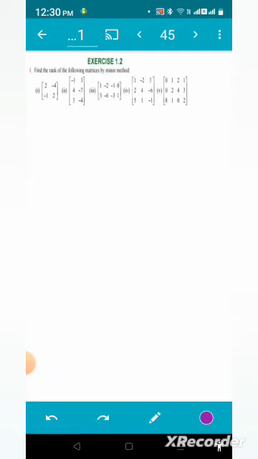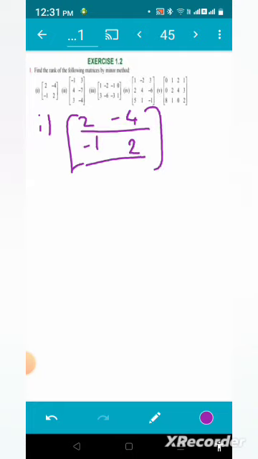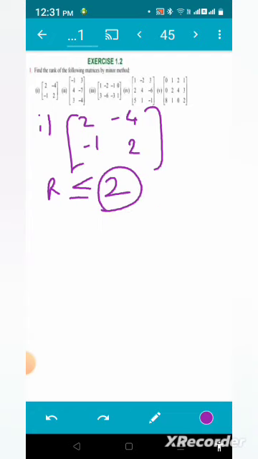So the first one is 2, minus 4, minus 1, 2. This is a 2 row, 2 column matrix. So the rank is less than or equal to 2, because this has 2 rows and 2 columns. So the rank is less than or equal to 2.